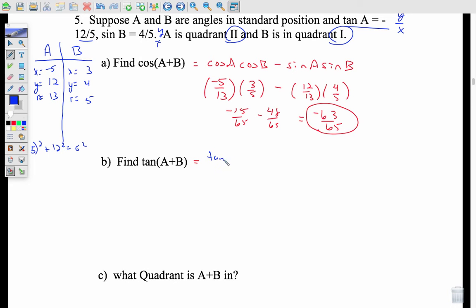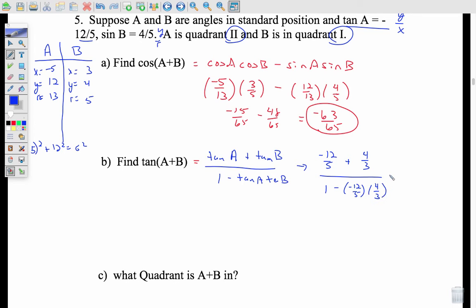We're going to go to our tangent now. I'll go ahead and write out the tangent formula first. Tangent of A plus B is the tangent of A plus the tangent of B over 1 minus the tangent of A times the tangent of B. Making our substitutions from angle A, tangent being y over x, so it's negative 12/5. Tangent of B is 4/3, and then I have 1 minus negative 12/5 times 4/3.